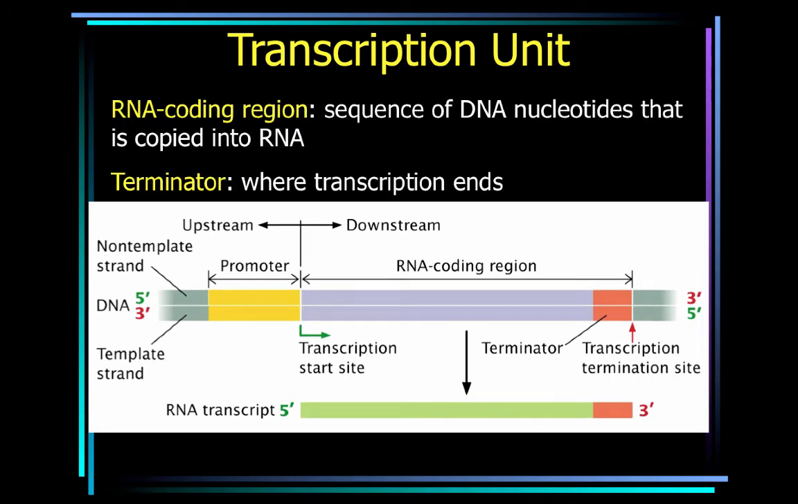The RNA coding sequence, as shown in purple here, is going to be the sequence of DNA nucleotides that is copied into messenger RNA. And finally, the terminator, as shown in orange or red down here, is going to be where transcription ends. So that's like the end of the gene. That's going to signal to RNA polymerase, hey buddy, you're going to transcribe this short segment and then you're done.